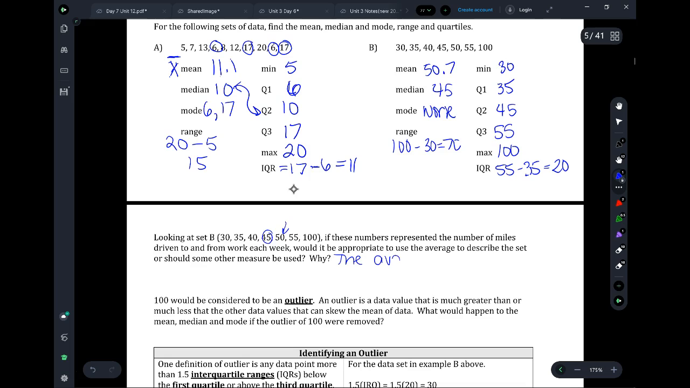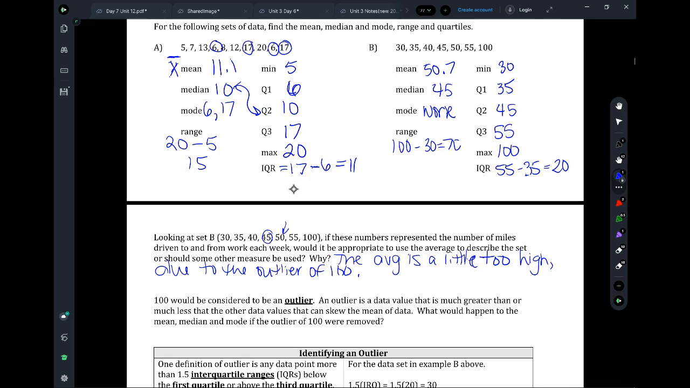I'm going to shorthand this. The average is a little too high. And the reason for that is because of the 100, due to the outlier of 100. So I actually would say the median is a better measurement.